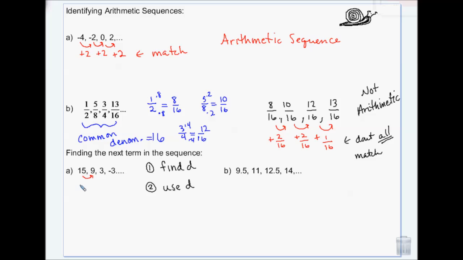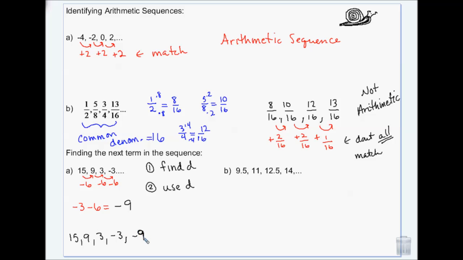Nine. So to turn a 15 into a 9, I'm going to subtract 6. And then 9 to 3, I subtract 6. I subtract 6. So I'm going to take that negative 3 and subtract 6 from it, and I'm going to get my next term: negative 9.